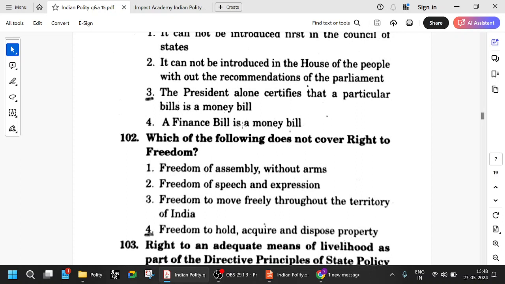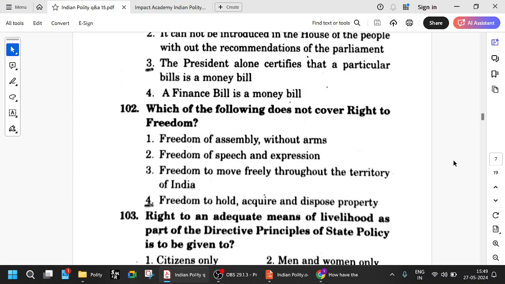So the statement is not clear. A financial bill can be a money bill, that will be right, and a money bill is a financial bill, that is a type of financial bill, all that is fine. But to straight away say that finance bill is a money bill is not right, because money bill is different, financial bill 1 and 2 are different.